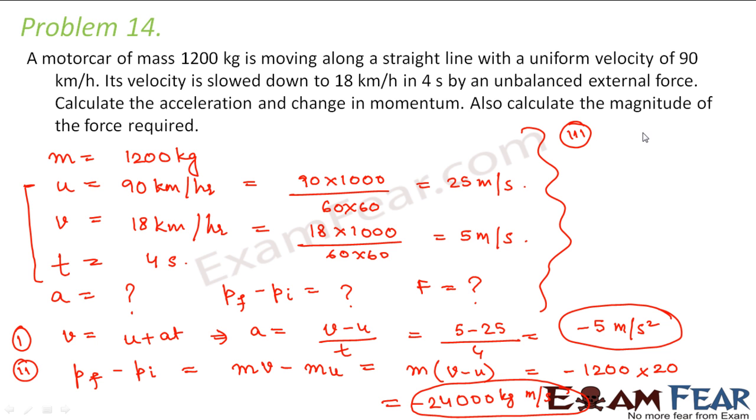And then we have to calculate the magnitude of force. So force is nothing but mass into acceleration, which is 1200 into acceleration, that is 5 meter per second square, which comes out to be minus 6000 newtons. The negative sign again shows the same thing, that the force is in a direction opposite to the direction of the motor car's motion.